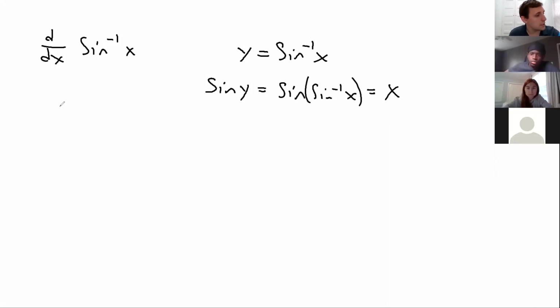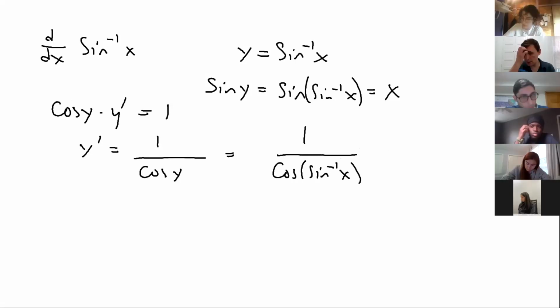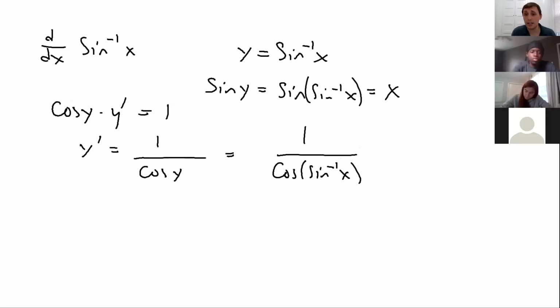Here it is. So we have that cosine of y times y prime is 1, so y prime is equal to 1 over cosine y, which is 1 over cosine of sine inverse x. Are we in agreement? You see what I just did, right? So now what is cosine of sine inverse of x? I can evaluate this much better. I can simplify this formula.